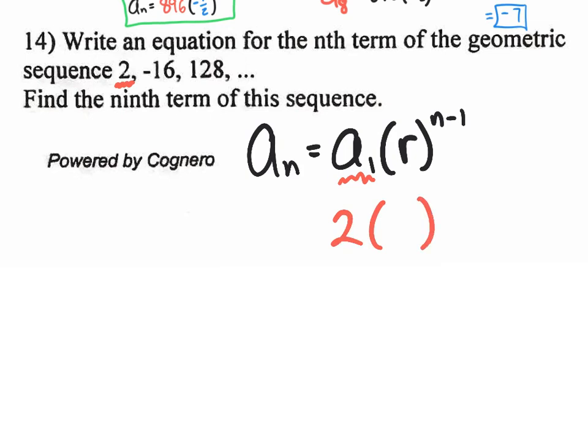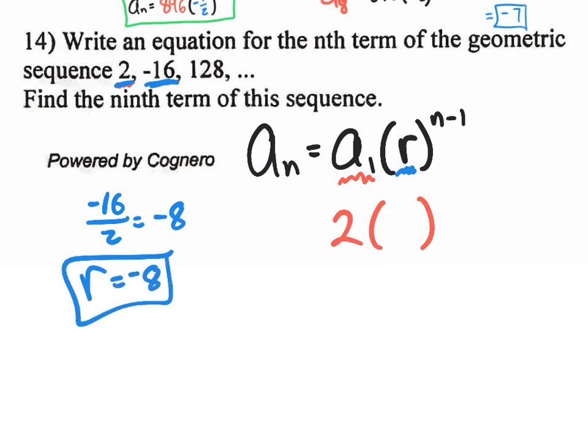And now we need to find r. Now what is r? It's the common ratio. And on the board it says, how do you find the common ratio? It says to find r, pick a value, then divide it by the previous number. So if I take negative 16 and divide it by 2, what do I get? I get -8. So ladies and gentlemen, r is -8.